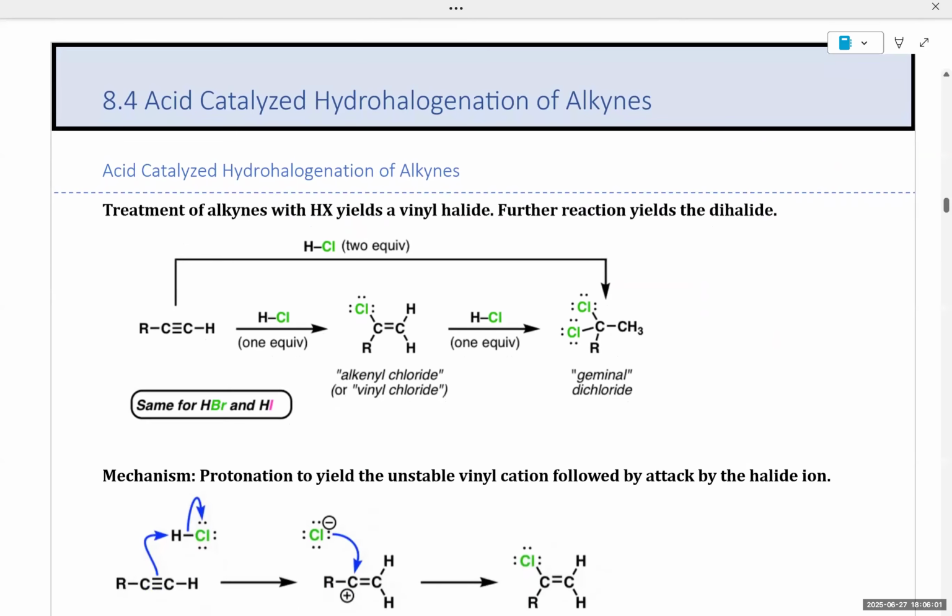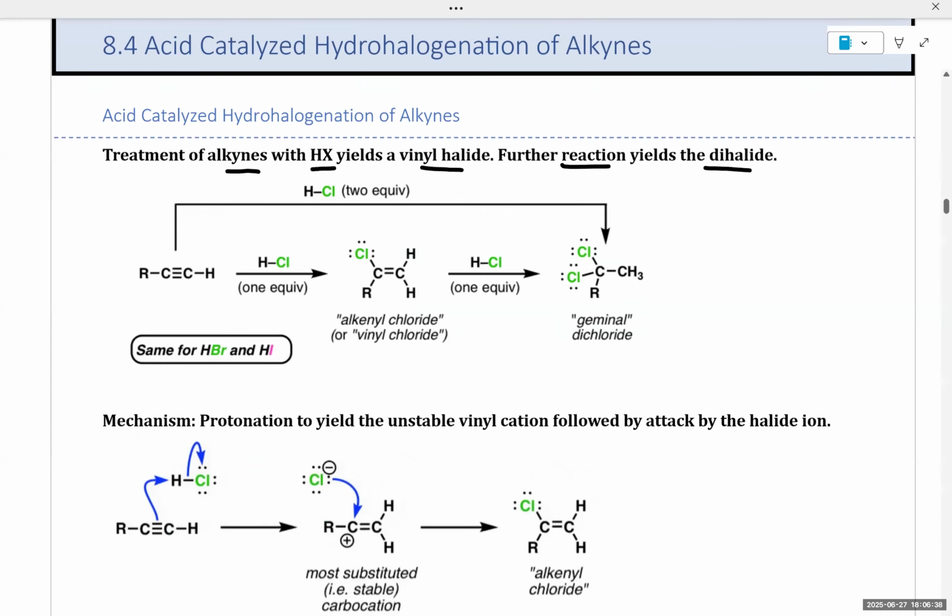Let's talk now about acid-catalyzed hydrohalogenation of alkynes. So treatment of alkynes with halogen acids such as hydrochloric, hydrobromic, and hydroiodic acids will yield a vinyl halide. Further reaction yields the dihalide. So if you treat an alkyne with hydrochloric acid, you can make a vinyl chloride. An additional equivalent of hydrochloric acid yields the geminal dichloride. And we'll talk about why, in this case, you only observe the geminal dichloride.